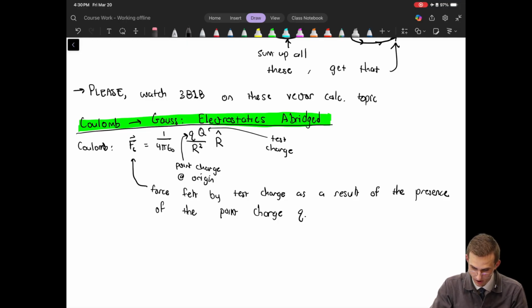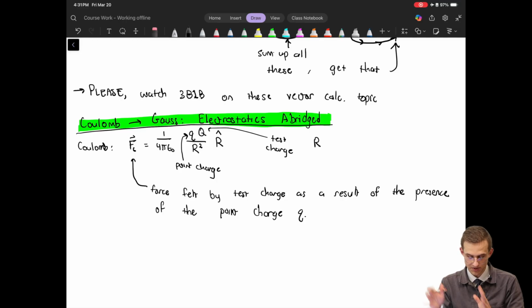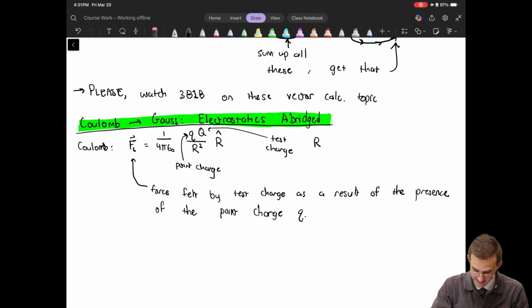We need to define what R is. Actually, when I put the point charge at the origin, that would make R just a general vector, but I'm going to get rid of that because it's important that we let lowercase q and uppercase Q, the point charge and the test charge, be located anywhere in space. If we relax that origin location assumption, then we can define R as R minus R prime, lowercase r's.